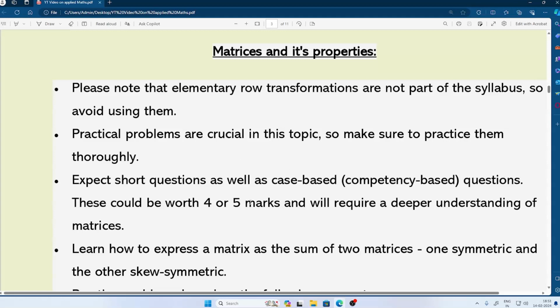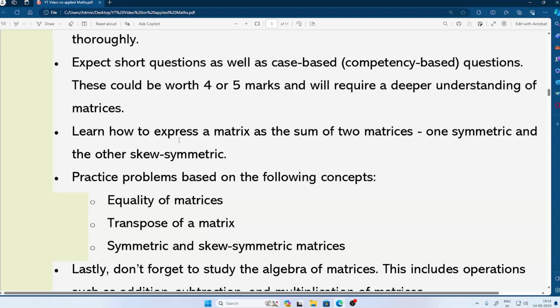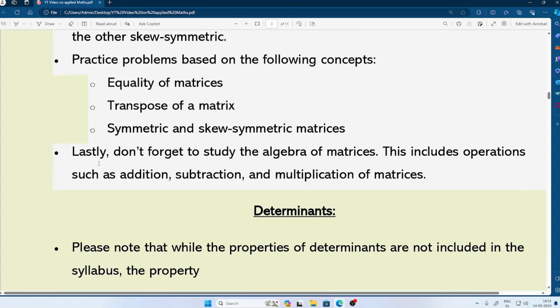Okay, expect short questions as well as case based questions. This could be 4 or 5 marks. Learn how to express a matrix as a sum of two matrices, one symmetric, one skew symmetric, equality of matrices, transpose, symmetric, skew symmetric. That I've repeated again because of its importance. One matrix can always be expressed as a sum of two, one symmetric and one skew symmetric. This you never forget. Don't forget to study the algebra of matrices.